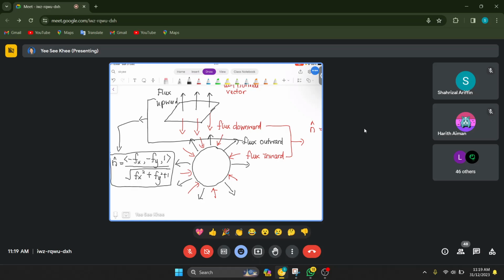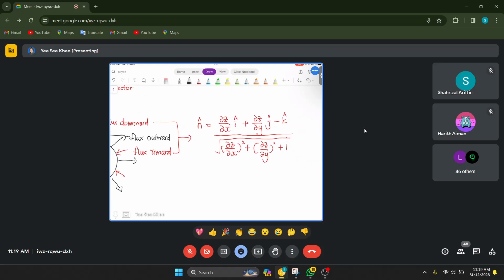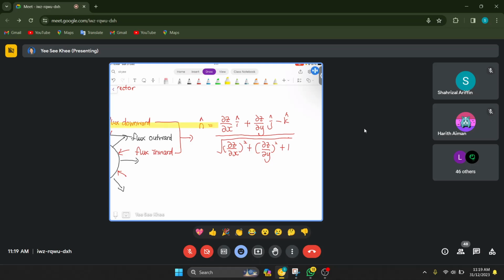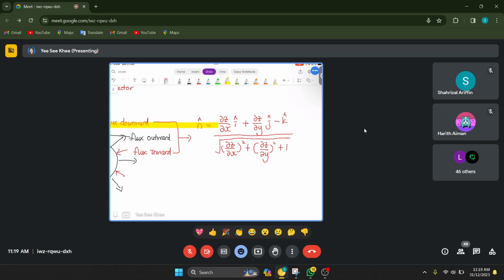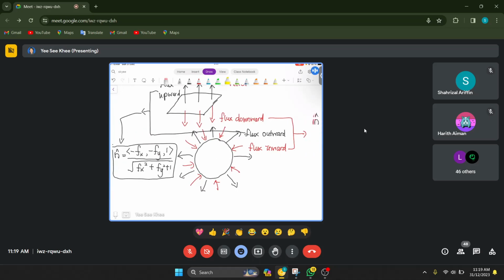So this one will be the formula for the upward flux, and this one will be for the downward or inward. What is the difference? You can see over here it is positive, positive, and negative. On the other hand, here it is negative, negative, and positive. That's the difference between the unit normal vector for upward and for downward.